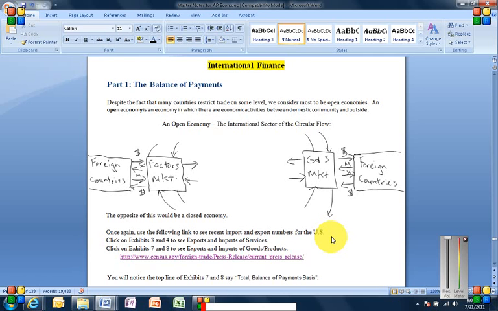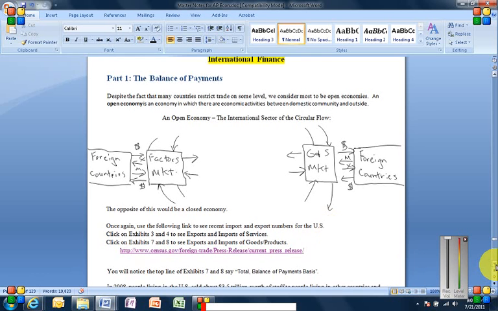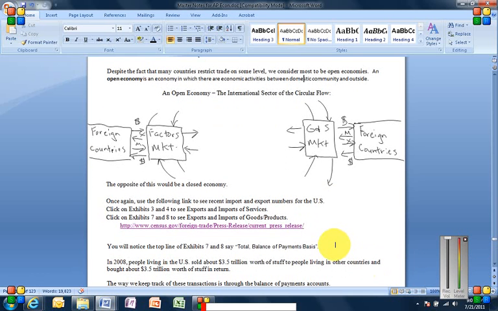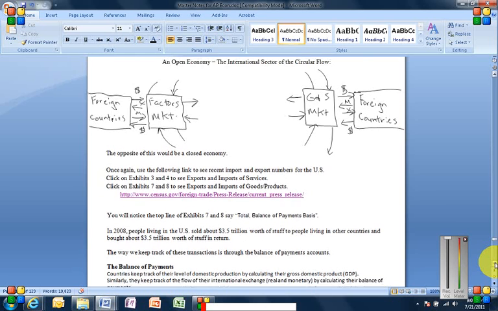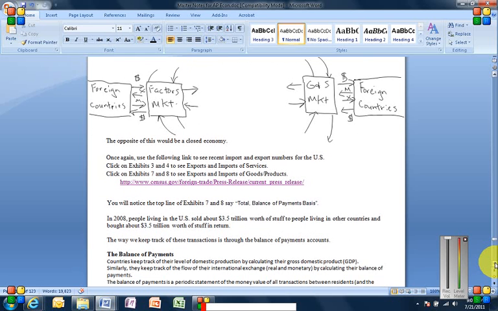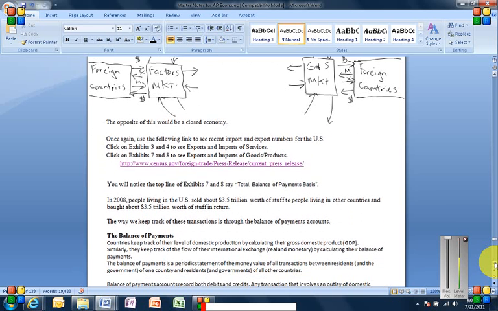When you go there, particularly with Exhibits 7 and 8, you'll see that there's a caption that says Total Balance of Payments Basis. This is the balance of payments, the accounting process that countries use to track these kinds of transactions. In 2008, people living in the United States sold about $3.5 trillion worth of stuff to people living in other countries and bought about $3.5 trillion worth of stuff in return. So, as I said, the way that we keep track of these transactions is through the balance of payments accounts.